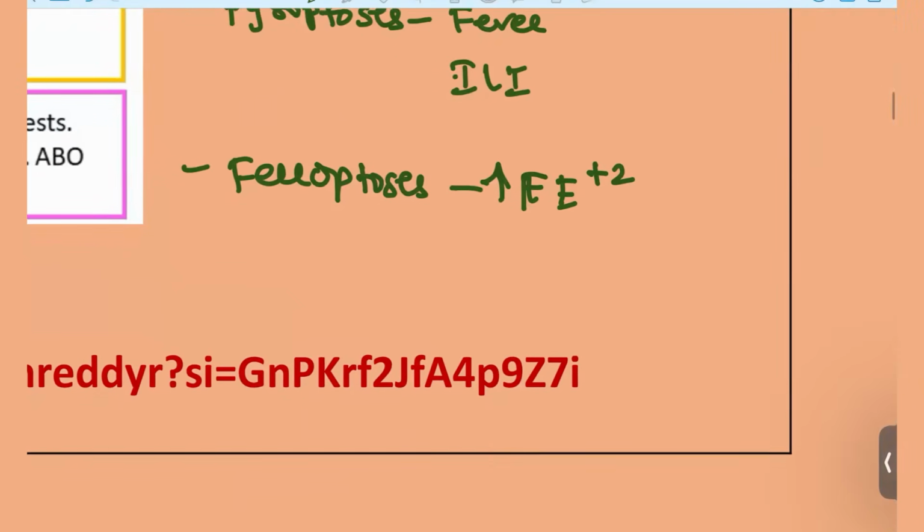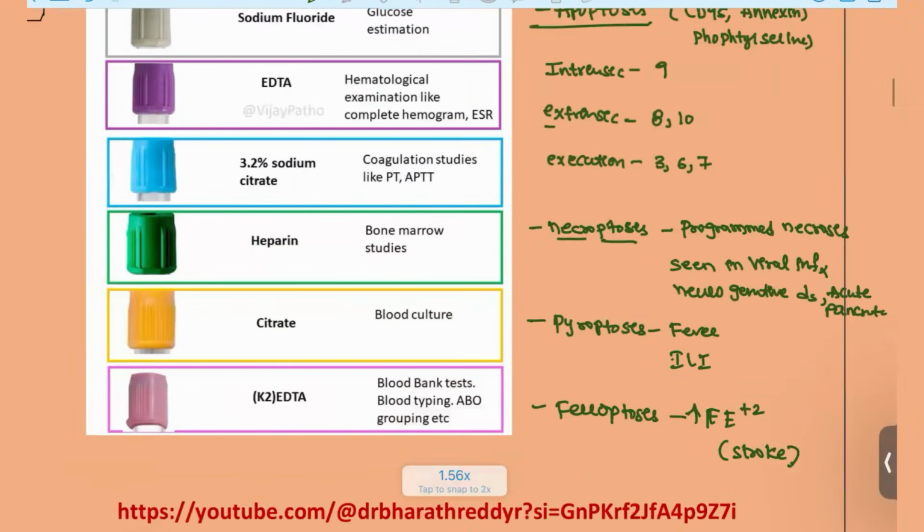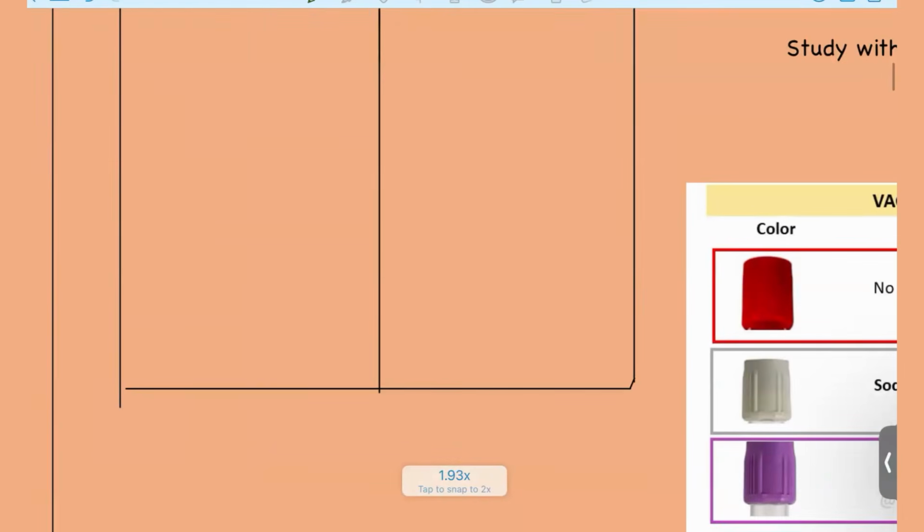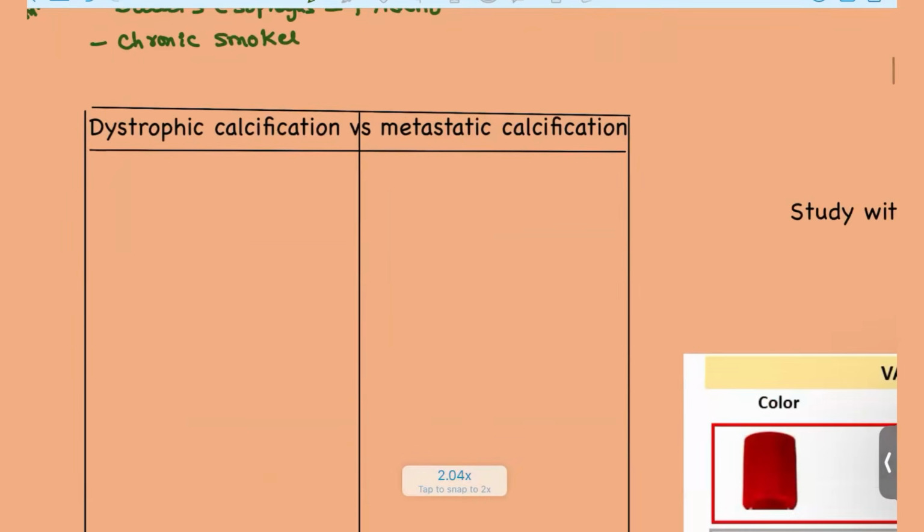Ferrous or ferric levels in the body are seen in stroke patients. These are the important points, apoptosis and other types, that you have to remember. Next, moving on to dystrophic and metastatic calcification.